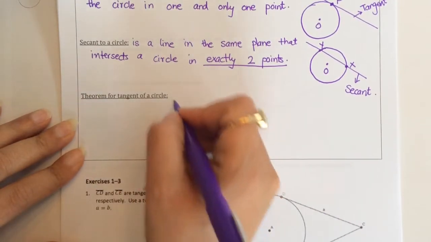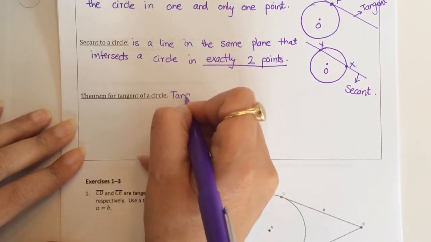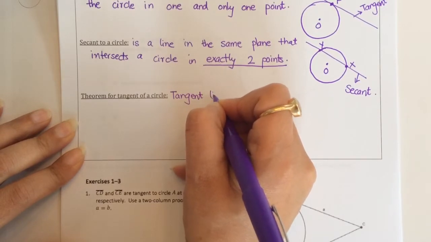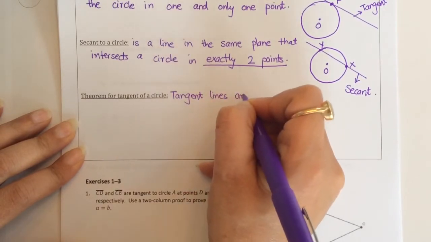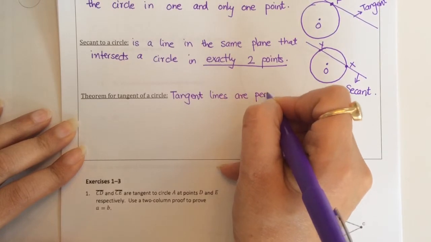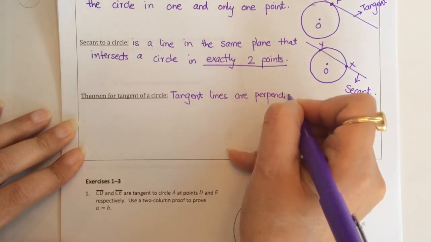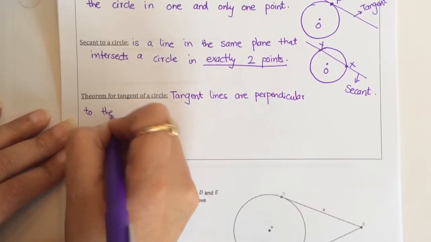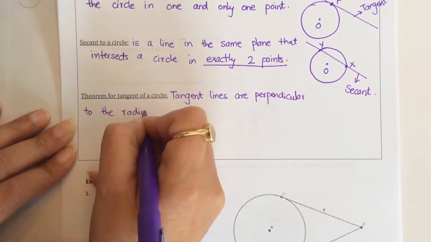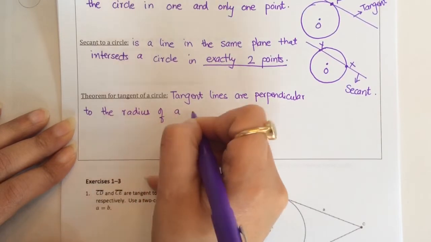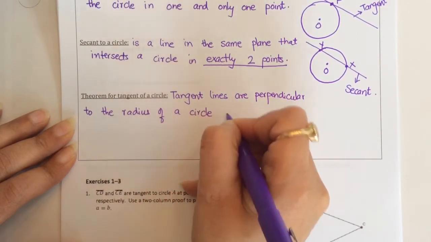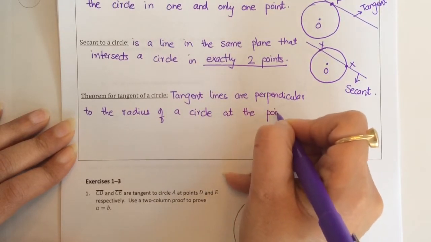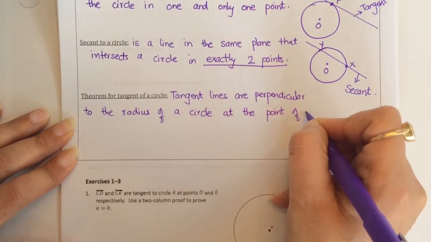Tangent lines are perpendicular to the radius of a circle at the point of tangency.